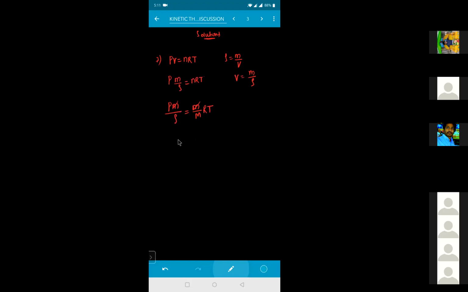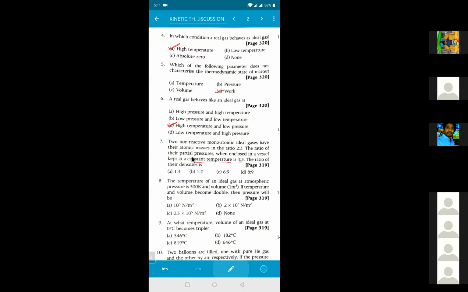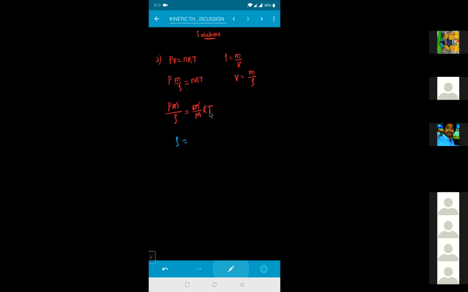So ultimately rho will be equal to how much? The problem is asking for the ratio of their densities, and the ratio of their partial pressures is given. So densities means rho is equal to P into capital M divided by R into T.